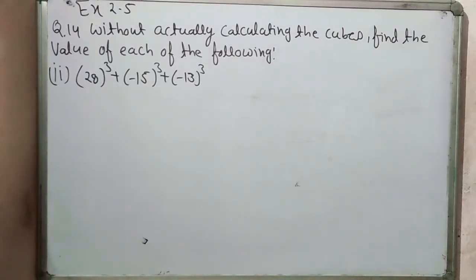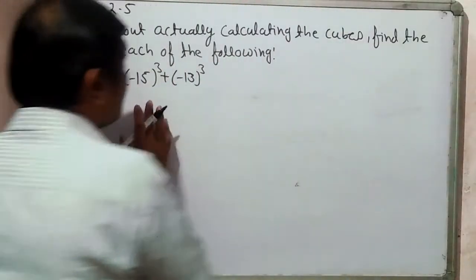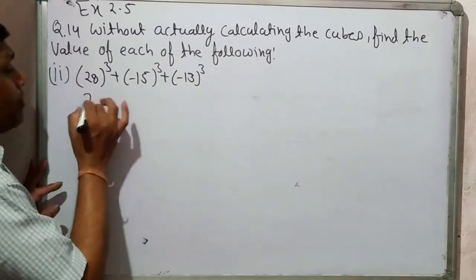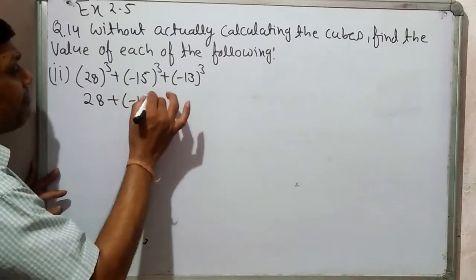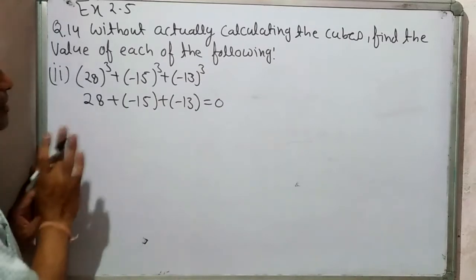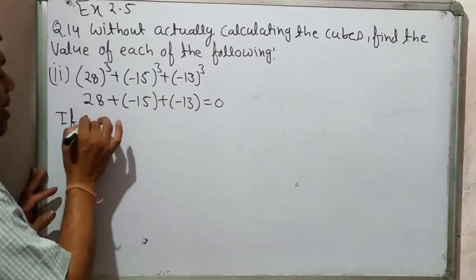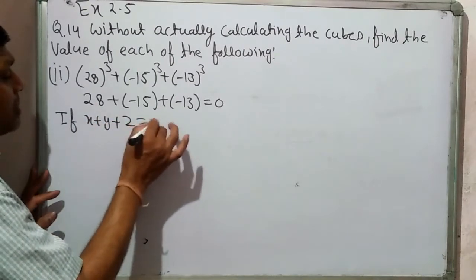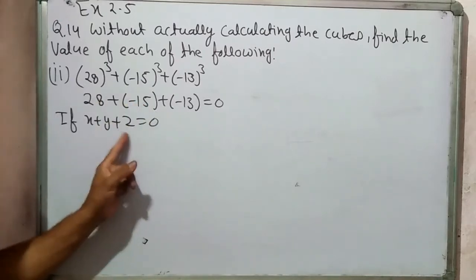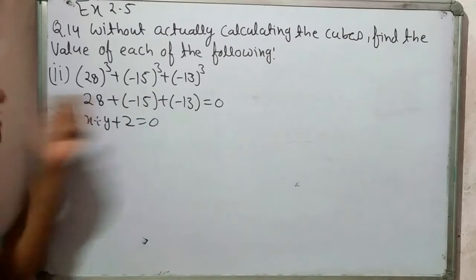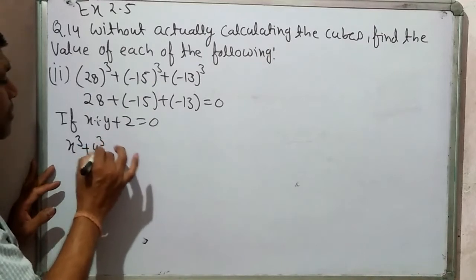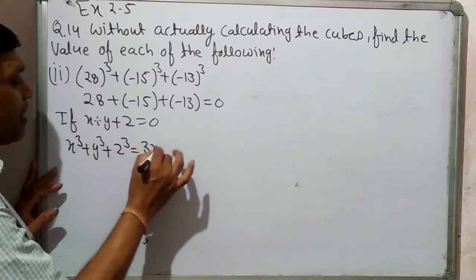In the second part of this, dear students, we are given 28 cube plus negative 15 cube plus negative 13 cube. Here, 28 plus negative 15 plus negative 13 is 0. So we will apply the same formula: if x plus y plus z is 0, what is x? X is 28. What is y? Negative 15. What is z? Negative 13. Their sum is 0. Then the result is x cube plus y cube plus z cube is 3xyz.